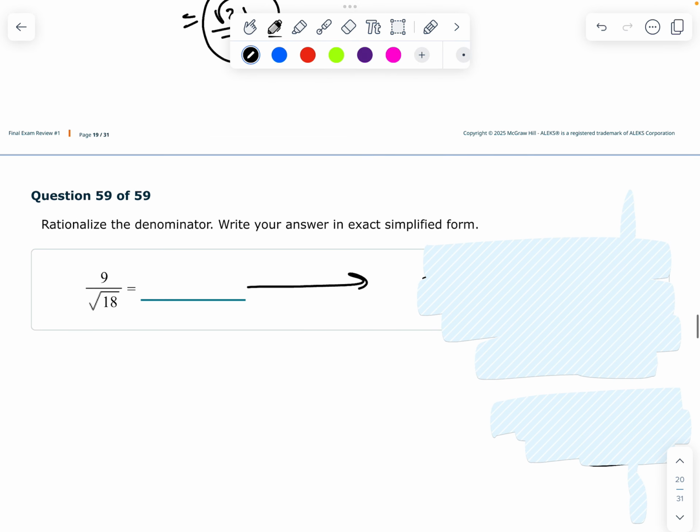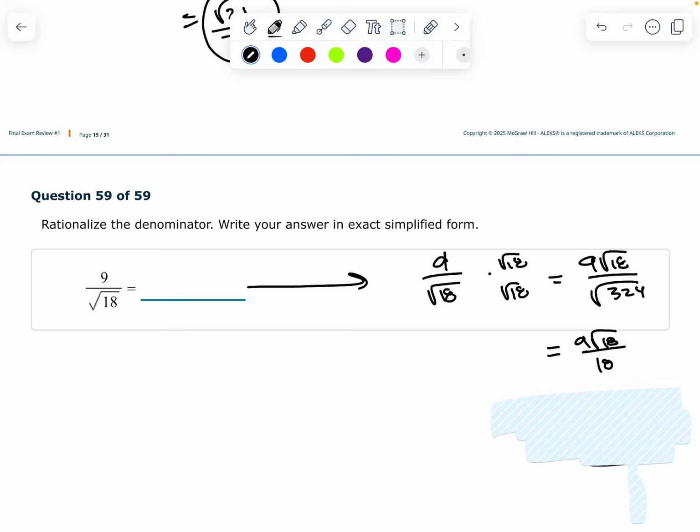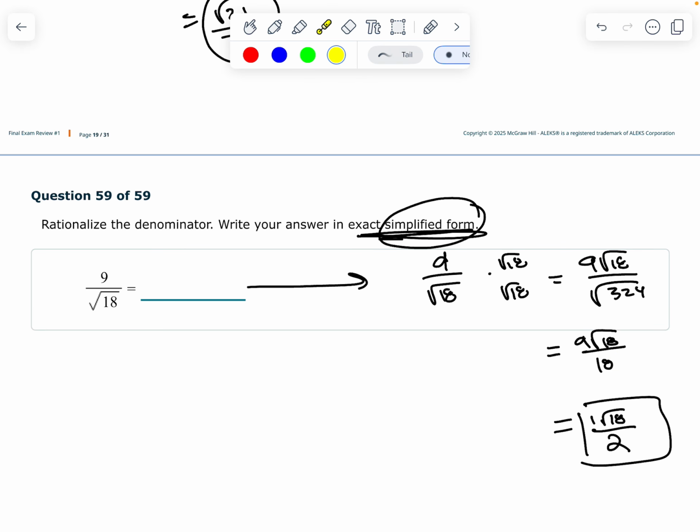Try the same thing here. I would multiply by square root 18, top and bottom. And get 9 square root 18 over 18. The difference in this one, I can go one more step. It says write it in exact simplified form, right? Simplified form. So here, I'm going to highlight something for you. If I only look at this part, the part that's not in the square root, ignore the square root, the 9 over 18 itself. 9 over 18, if you type that in your calculator, you'll get 1 over 2. 9 divided by 18 simplifies to 1 over 2. And so to simplify this, I need to simplify everything but the square root. 9 over 18 simplifies to 1 over 2.